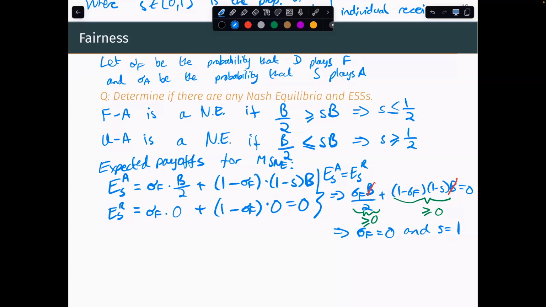So in other words, the way of thinking about this, if sigma f is positive or s is less than 1, we need sigma f to be positive and s to be less than 1, so that our dominant individual is not always completely unfair, then our subordinate individual should always accept.